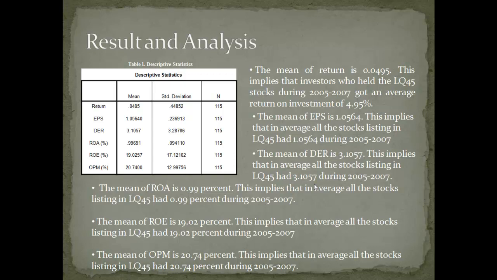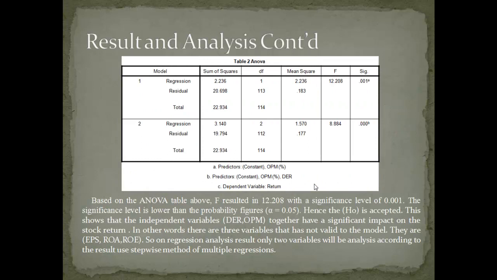The mean of OPM is 20.74%. This implies that on average all stocks listed in LQ45 had 20.74% during 2005 until 2007. The second table is the ANOVA table. Based on the ANOVA table above, the F value resulted in 12.208 with a significance level of 0.001. The significance level is lower than the probability figure of 0.05.